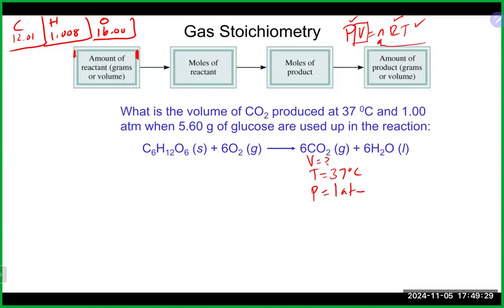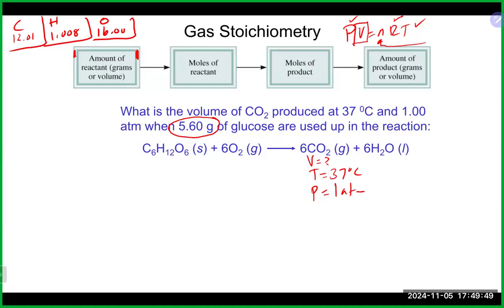So one of the things that we are missing in order to get to the volume is the moles of that gas. And that's where the other piece of information is going to come from, and that's the stoichiometry part of it. So we're just going to do a regular stoichiometry problem here to begin with, and then at the end, we're going to use the ideal gas law to find the volume.